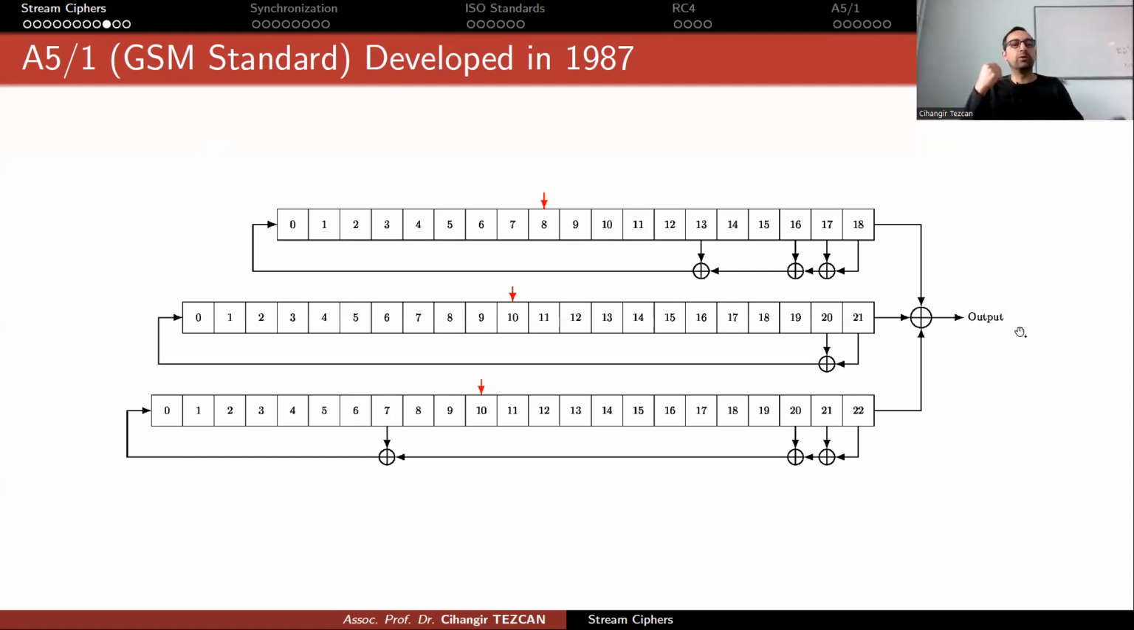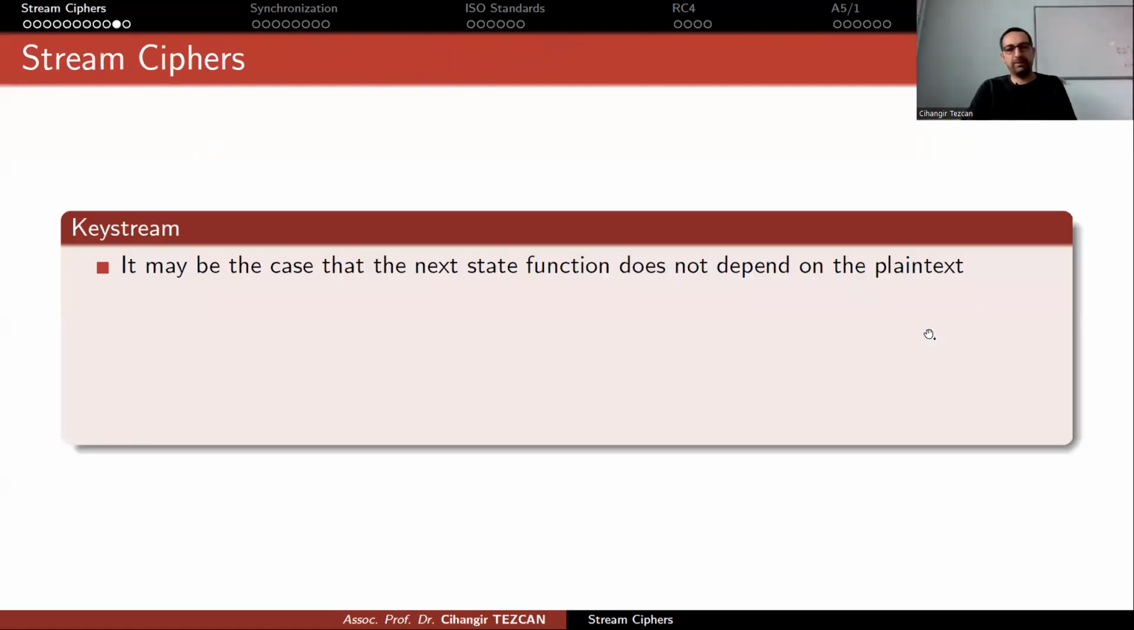When you're talking on the phone, your voice is turned into plain text as zeros and ones. You XOR it with the key stream and send it to the person. That is the idea: the key stream.